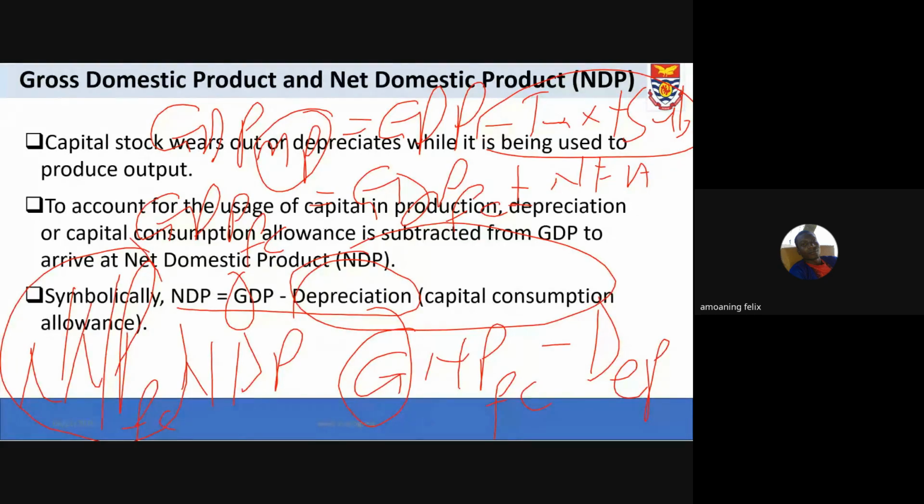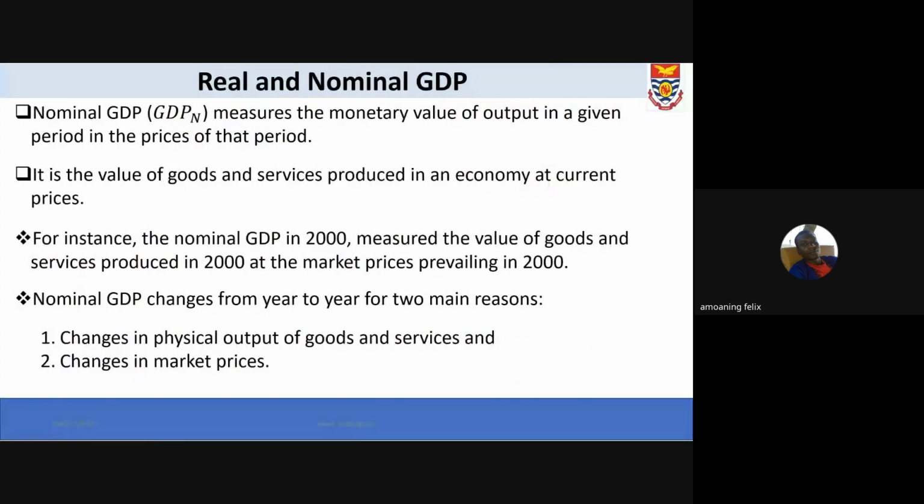All right. Now we are saying that whenever we calculate our GDP, we want to ensure that our economy is doing better. That is the main thing. The main thing we look at is that we want to make sure that the economy is performing and the economy is better.